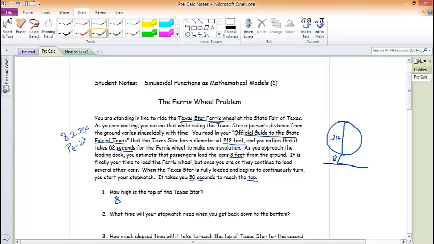So 8 feet plus 212 feet is going to give me a total height at the very tippity top of 220 feet. This is also known as the crest. And for us cosine people, this is a very important number. Okay, so let's move on to question 2.